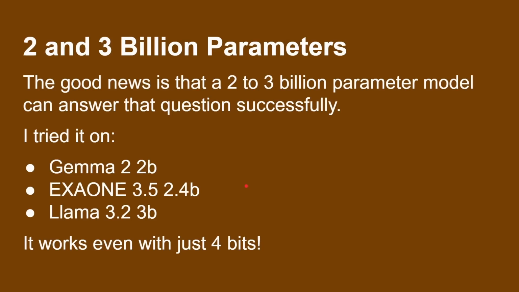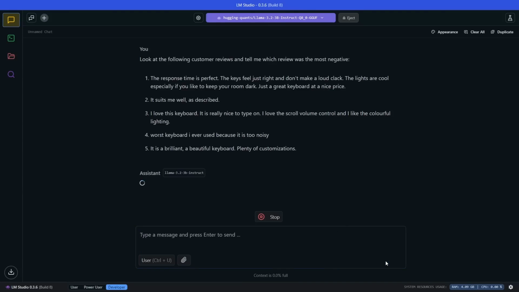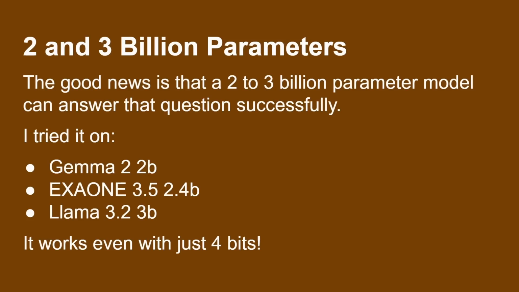Now the good news is that 2 to 3 billion parameter models do get the answer right. This is Llama 3.2 3 billion instruct. Let's see how that does. The most negative review was 4. So there you go. So if you're looking for anything beyond, you know, what's the capital city of a country, I checked here Gemma 2 billion parameters, EXAONE 2.4 billion parameters, Llama 3.2 3 billion parameters, and all of these at 4 bits, they were all able to pick review number 4 as the worst one and even describe what the problem was. The keyboard was too noisy.